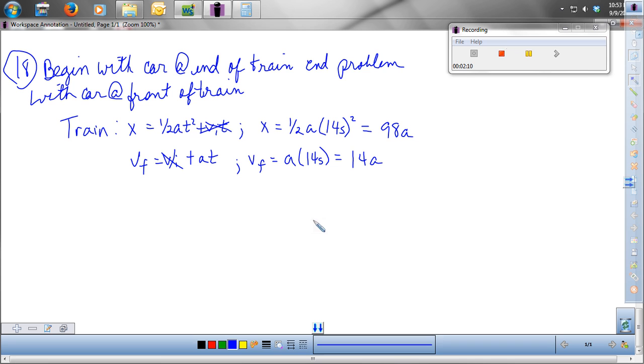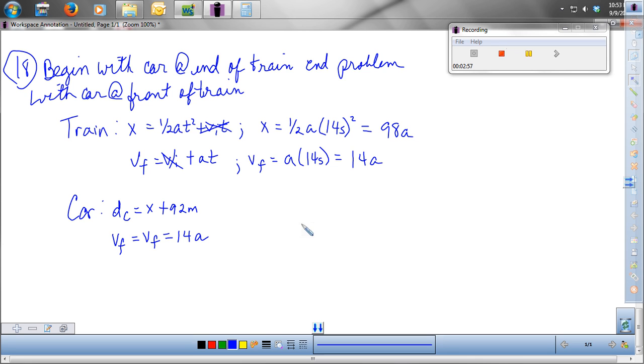Now, for the car, it travels 92 meters more than the train because the train is 92 meters long, so it's got to get to the front of the train, but while that's going on, the train is still traveling. So the distance for the car is going to be x plus 92 meters, because it has to make up the length of the train and then whatever distance the train went. And the car catches up with the train eventually, so the final speed of the car is going to equal the final speed of the train. And I know that the final speed of the train is already 14A.